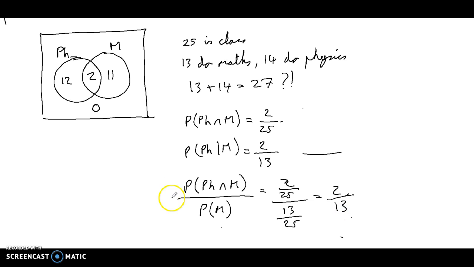Now again, I'm not saying you have to use this formula in this situation. Given that they do maths restricts the group, I can see there's 13 people that do maths, 2 of whom also do physics, so it's a 2 in 13 chance. Like the two-way table, I don't need to use this formula particularly in this case, but you can see the formula works, and that's going to help us again when we do tree diagrams.